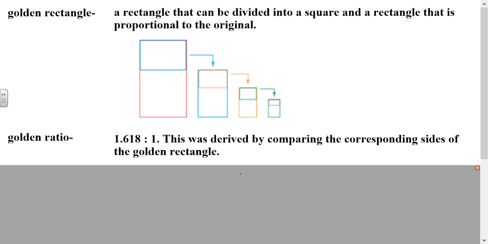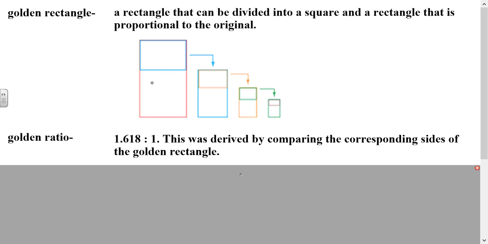All right, one more thing that's kind of cool about proportions. There's a lot of proportions in art and architecture. The golden rectangle is a very famous proportion that's used in Greek architecture and also lots of art. And it's a rectangle that can be divided into a perfect square and a rectangle that is proportional to the original. So for example, if I started with this particular rectangle right here, I could divide it right here so that there's a square and a rectangle.